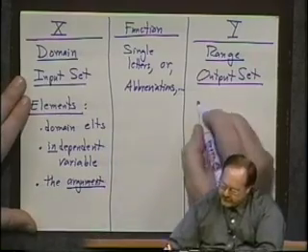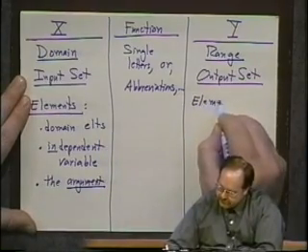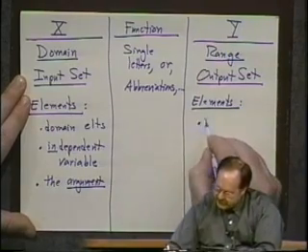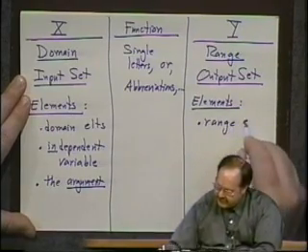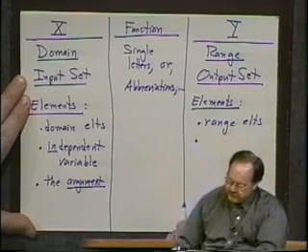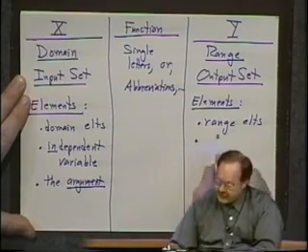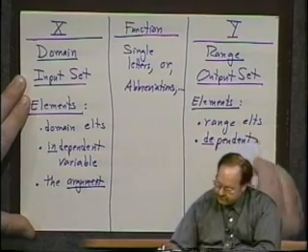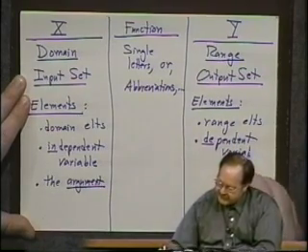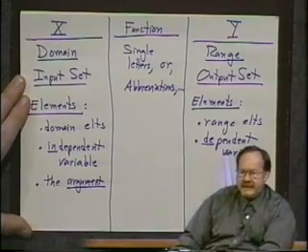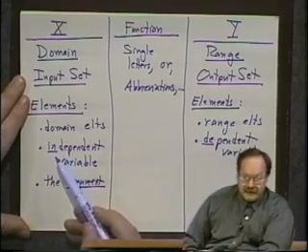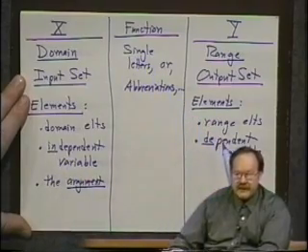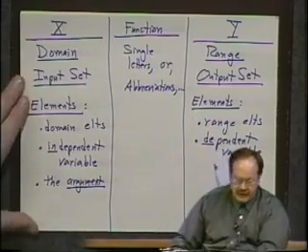Then let's go over here and look at elements within the range set. Now, of course, as I said, they can be called range elements, which you might expect. And the variable that comes out is referred to as the dependent variable. Dependent. Now that makes sense when you think about it, because it depends on what the independent variable was. The independent variable goes into the function and produces the dependent variable.